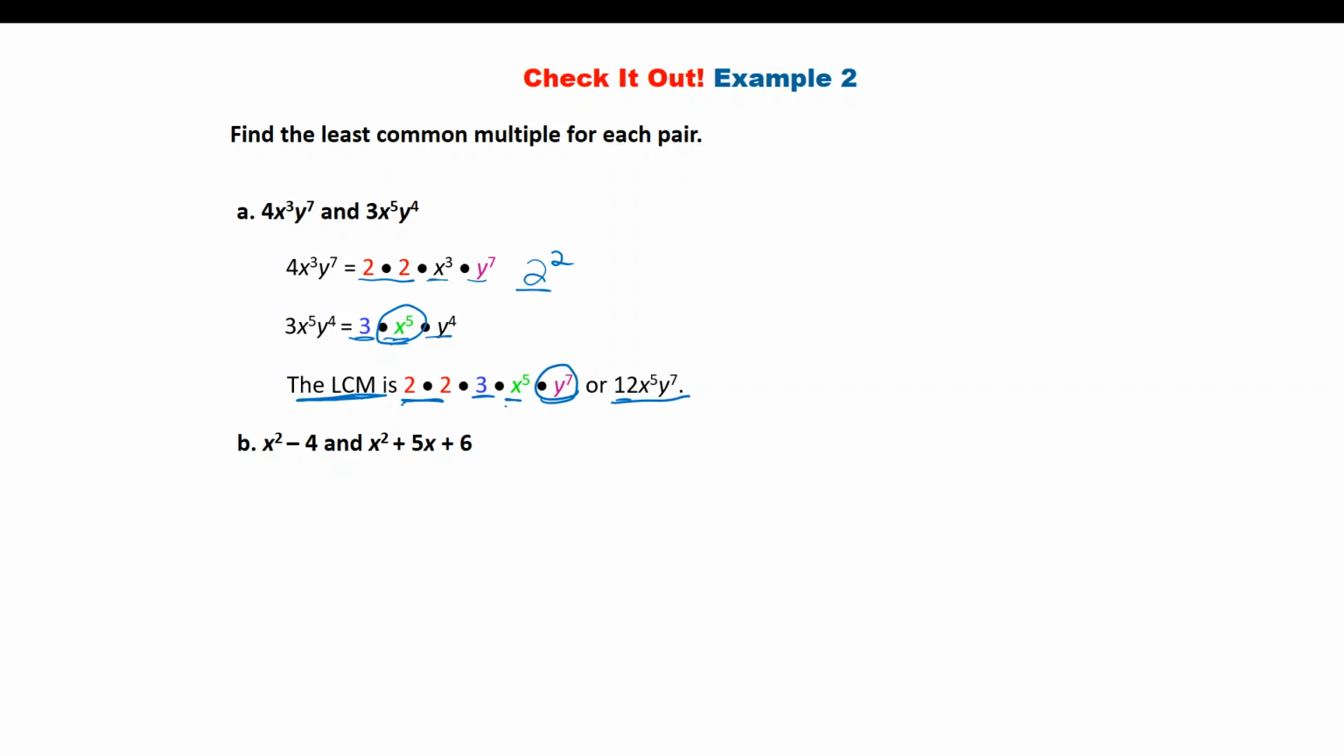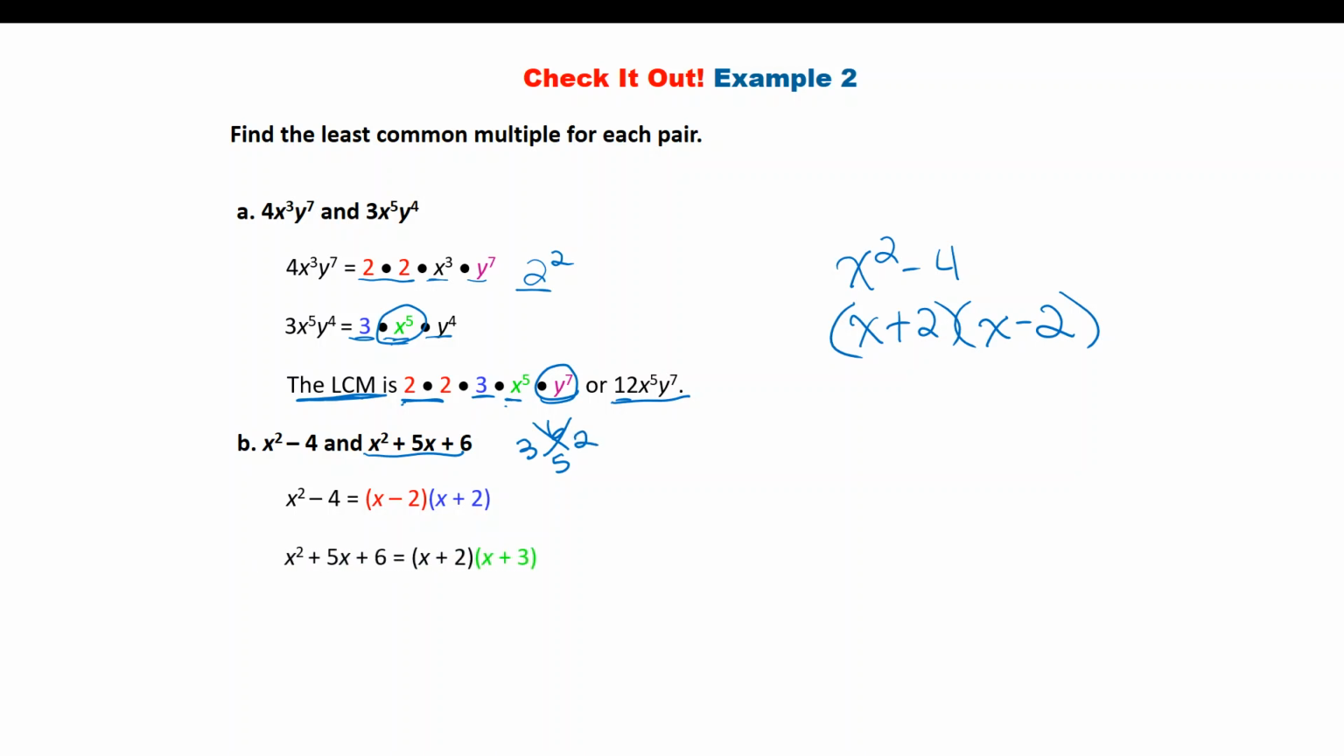Okay, so for the next one, x squared minus 4, you should have recognized that as the difference of two perfect squares, x plus 2, x minus 2. All right. And so that's pretty easy. And then this one, we have to find two numbers that multiply together to get 6, add together to get 5. That's 3 times 2. So the factors of that are x plus 2 and x plus 3.